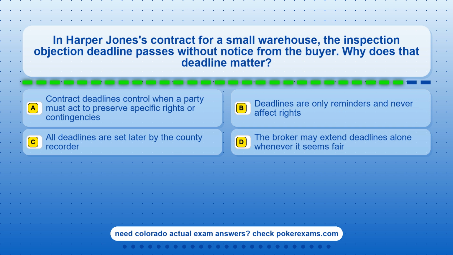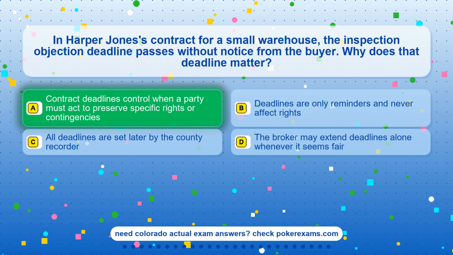Question 14. In Harper Jones's contract for a small warehouse, the inspection objection deadline passes without notice from the buyer. Why does that deadline matter? Option A. Contract deadlines control when a party must act to preserve specific rights or contingencies. Option B. Deadlines are only reminders and never affect rights. Option C. All deadlines are set later by the county recorder. Option D. The broker may extend deadlines alone whenever it seems fair.